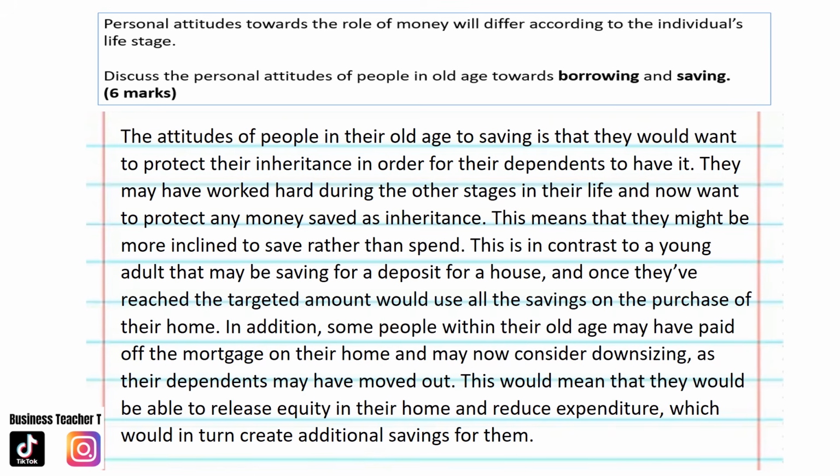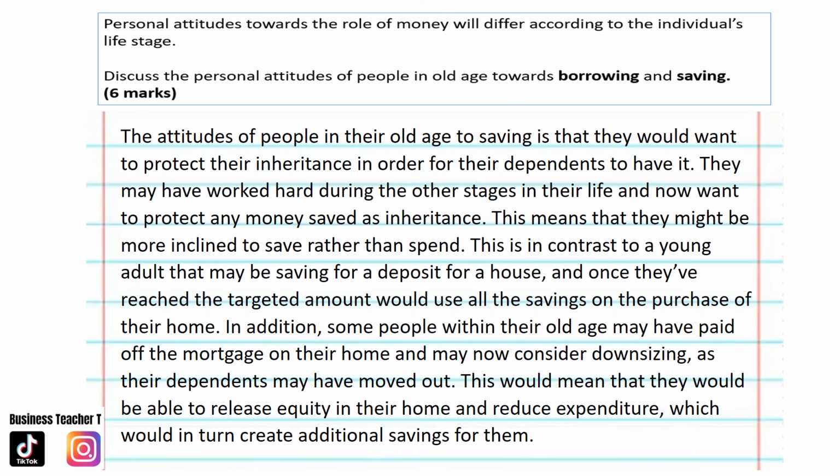The attitudes of people in their old age to saving is that they would want to protect their inheritance in order for their dependents to have it. They may have worked hard during the other stages in their life and now want to protect any money saved as inheritance. This means that they might be more inclined to save rather than spend. This is in contrast to a young adult that may be saving for a deposit for a house, and once they've reached the target amount, would use all the savings on the purchase of their home.